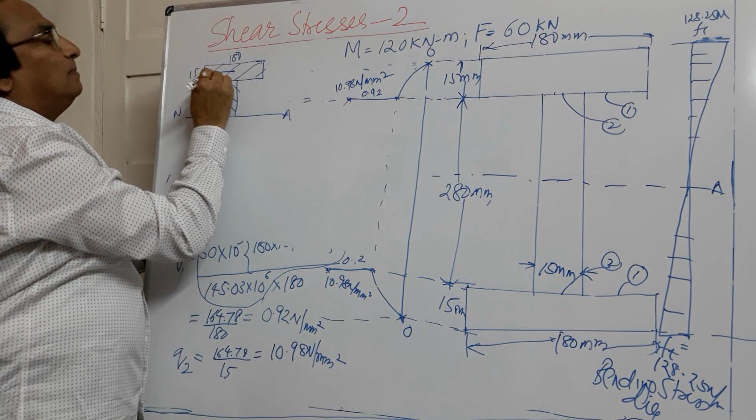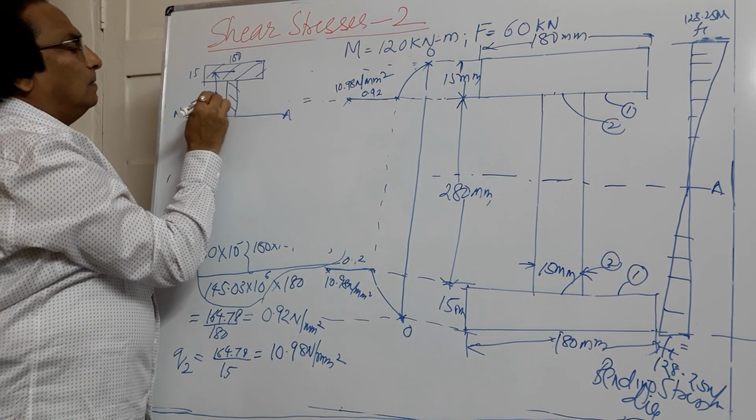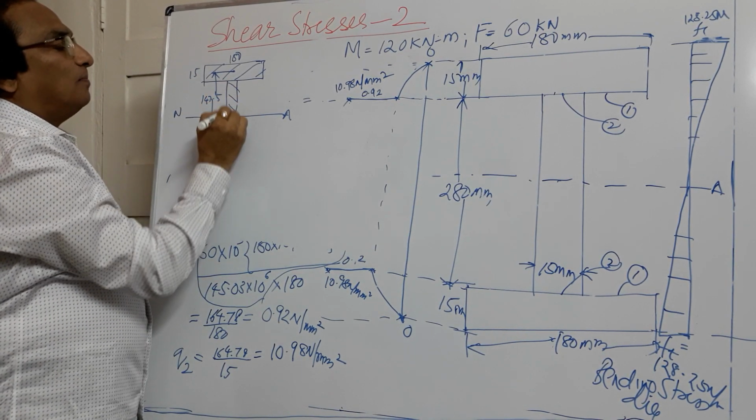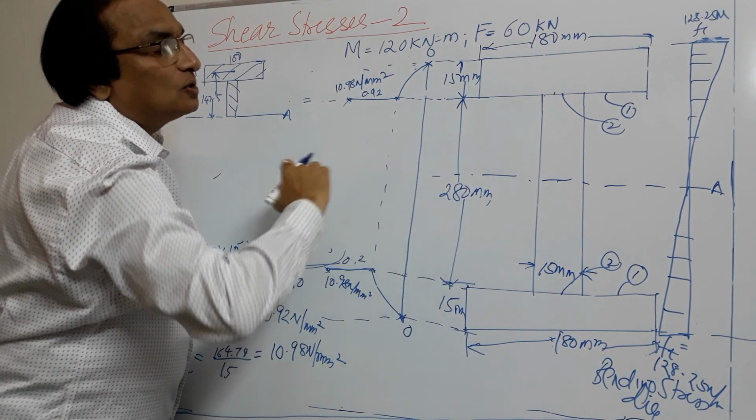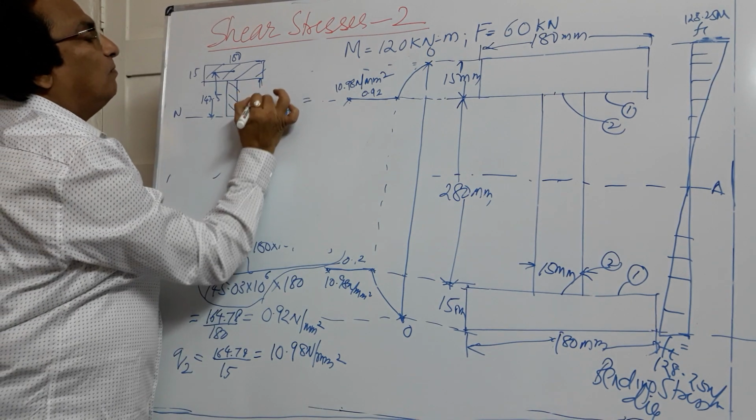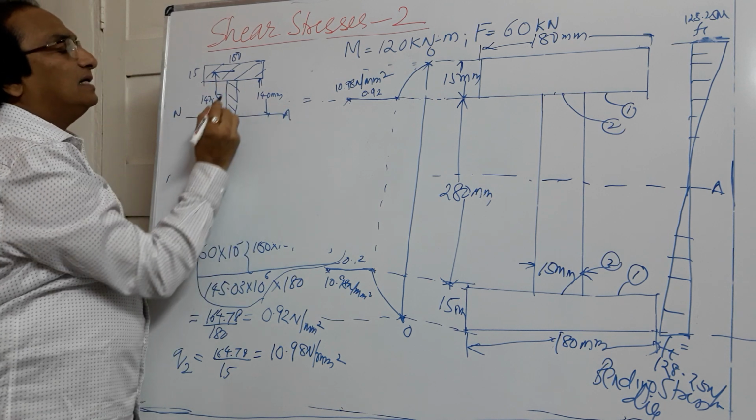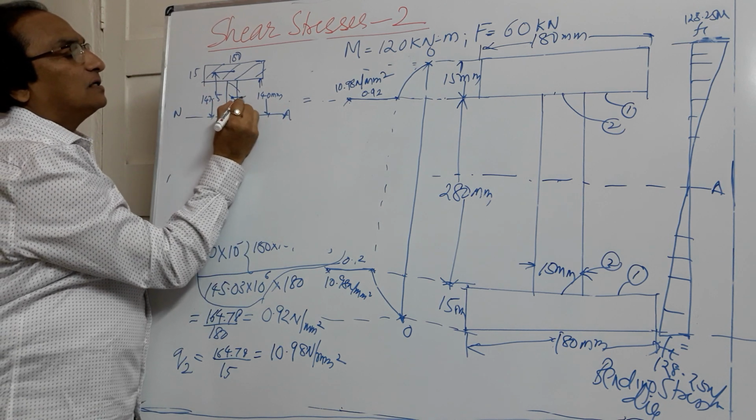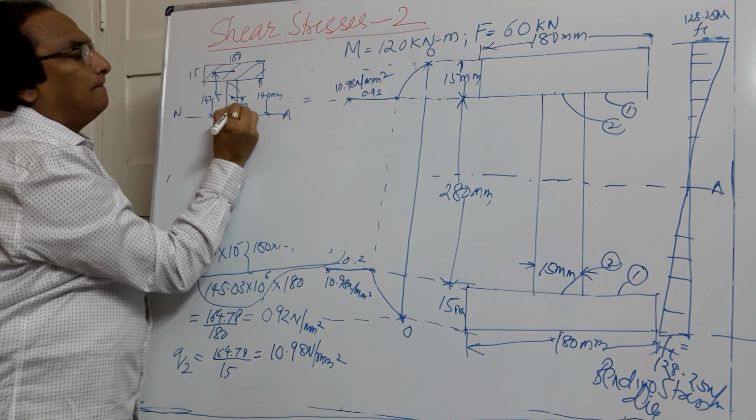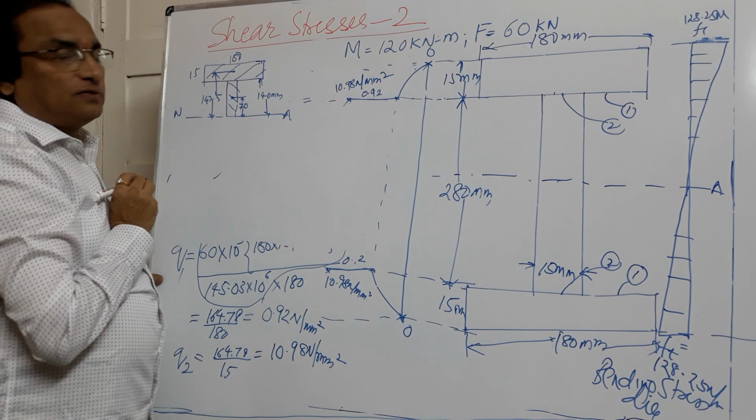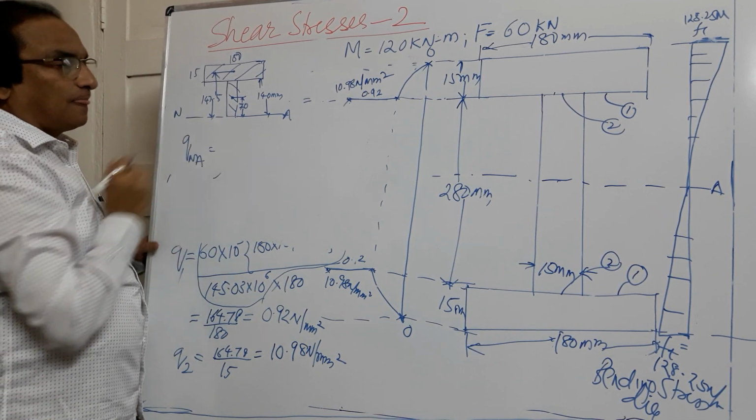The distance of the centroid will be 147.5. We will come to this component. The depth of this web is 280, so half of that will be equal to 140. And we know the centroid of this rectangle is at the center, and the distance of the centroid of the rectangle from the neutral axis is 70 mm. So if you are able to plot these things, now I will go for Q at the neutral axis.